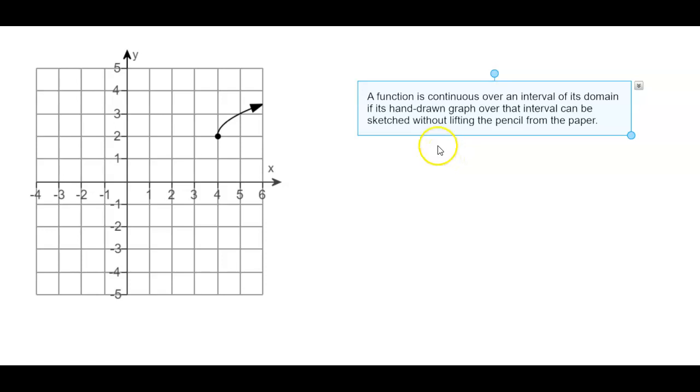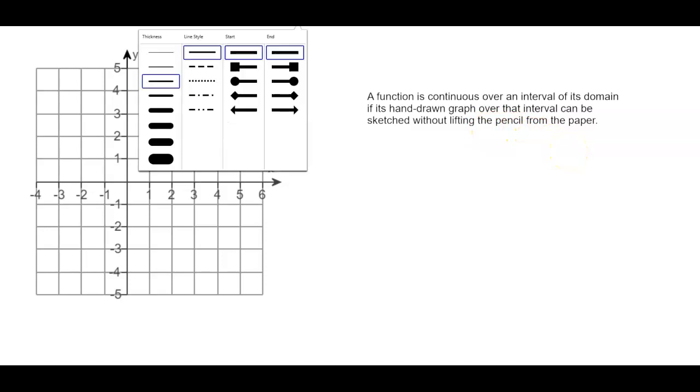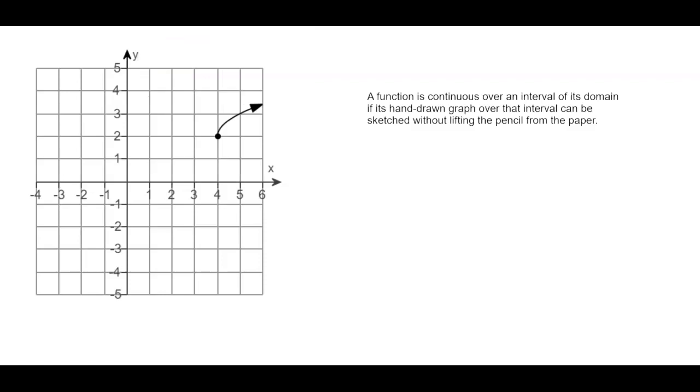We'll recall that a function is continuous over an interval of its domain if its hand-drawn graph over that interval can be sketched without lifting the pencil from the paper. So for example, we're going to go ahead and trace this graph. You can see here it's going to start at this point, and then you never have to lift your pencil. If you never do that, it tells you that this is a continuous function, and it's got an arrow pointing to the right.